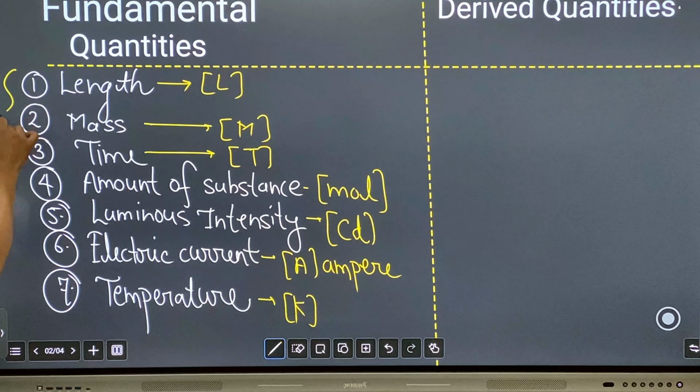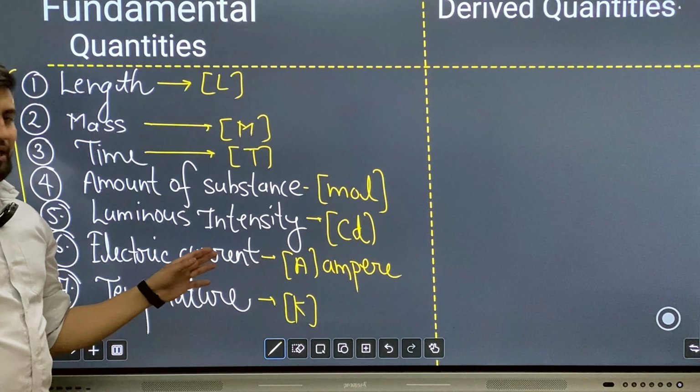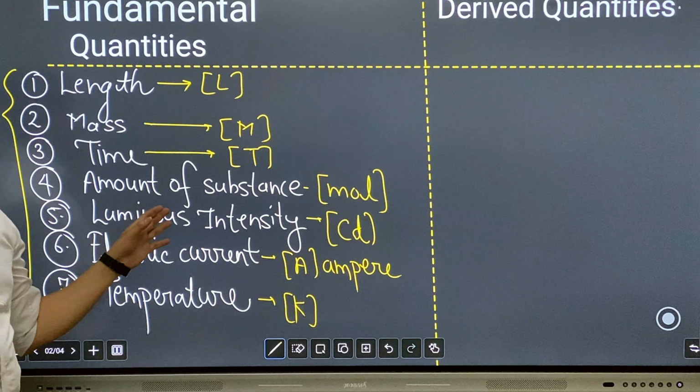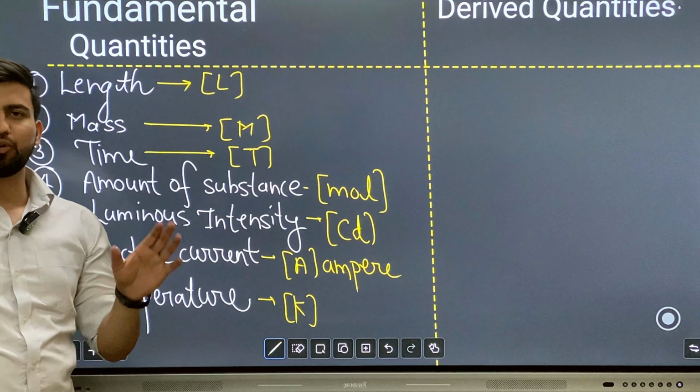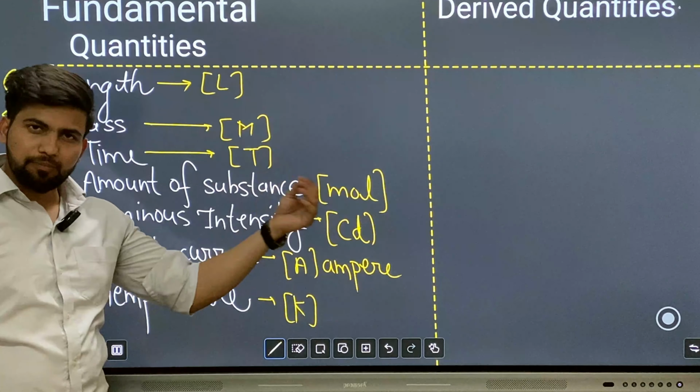दीज 7 फंडामेंटल क्वांटिटीज don't depend upon any other quantities. They are free, independent from each other. Like your natural numbers from 1 to 9, they do not depend upon each other. In the same way, these 7 fundamental quantities in physics do not depend upon any other quantities.